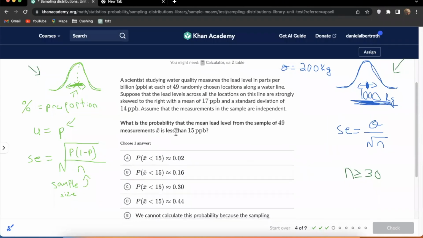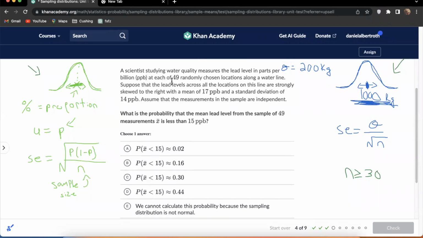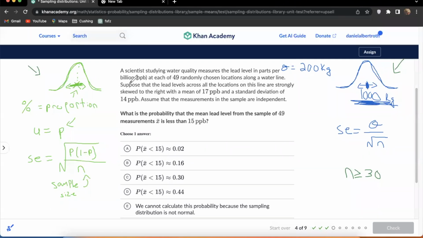A scientist studying water quality measures the lead level in parts per billion at each of the 49 randomly chosen locations along a water line. Suppose that the lead levels across all the locations in this line are strongly skewed to the right, with a mean of 17 and a standard deviation of 14 parts per billion. Assume the measurements in the sample are independent. What is the probability that the mean lead level from the sample of 49 measurements, x bar, is less than 15?